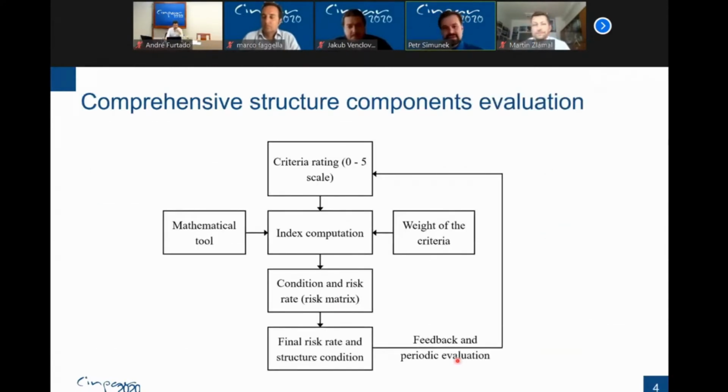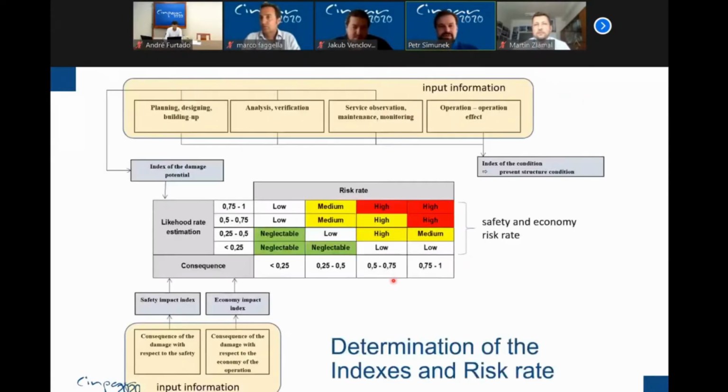So here you can see the overall scheme from the criteria rating to the index computation, condition and risk rate with the help of the risk matrix, and we will get a final risk rate and the structure condition. We also can consider the weight of the criteria, and periodic evaluation is done for the whole comprehensive evaluation.